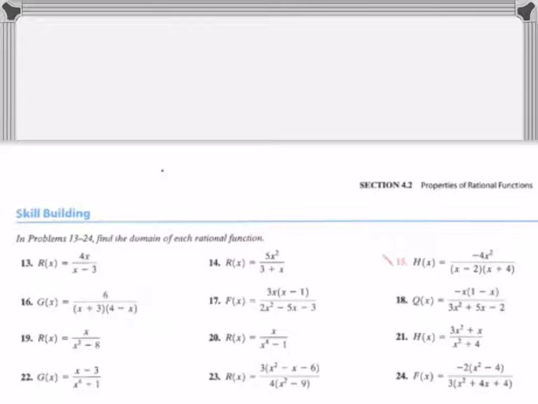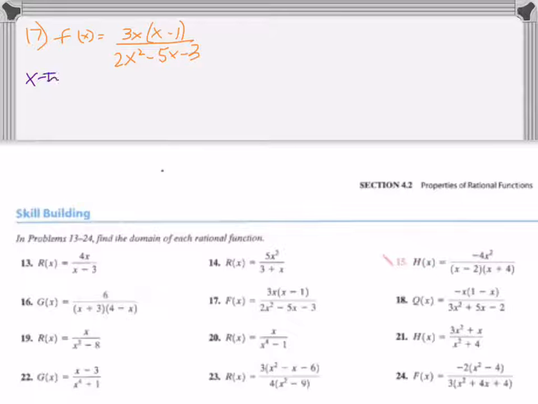All right, but this is a quick way to find those things. Let's start with number 17, for example. So number 17 is f of x equals 3x times (x minus 1) over 2x squared minus 5x minus 3. All right. So, first thing I want to find are the x-intercepts. So let's start with the x-intercepts here.